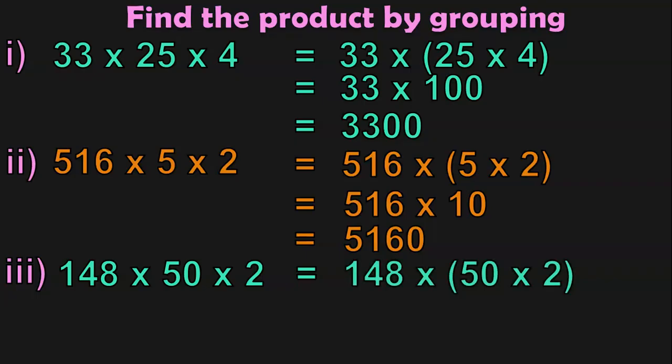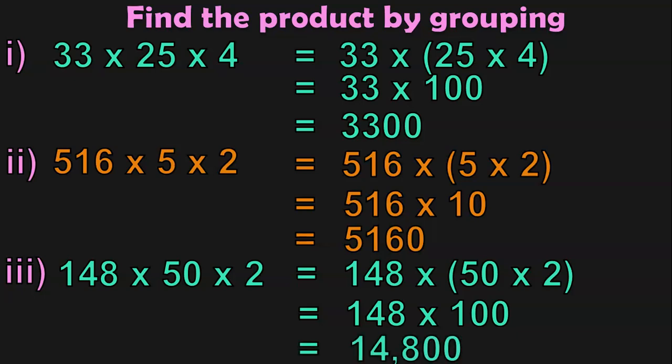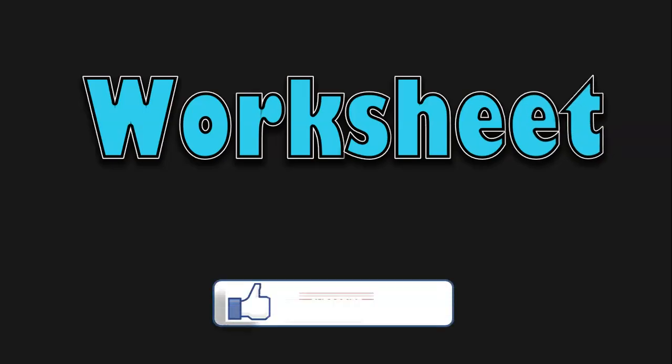The next question we have is 148 into 50 into 2. Now we can group 50 into 2. 50 into 2 is 100. So 148 into 100 is 148 followed by 2 zeros. So the answer is 14,800.